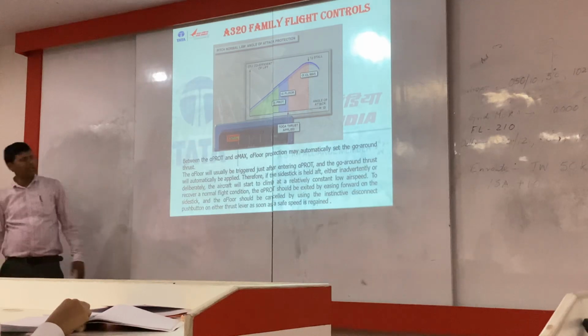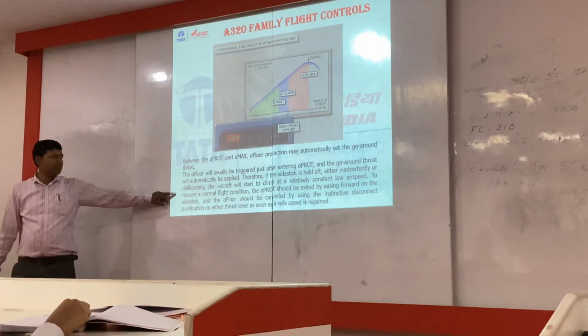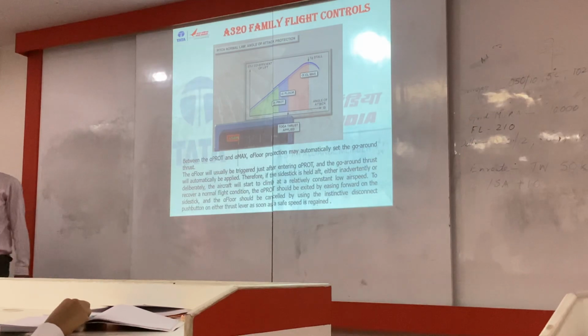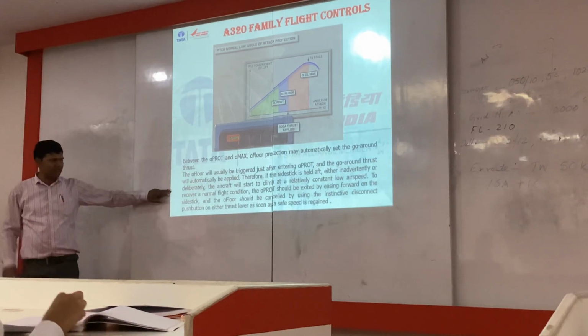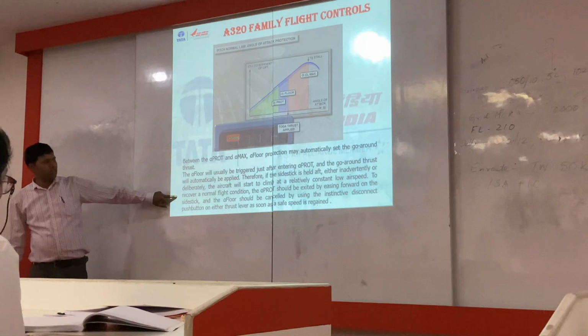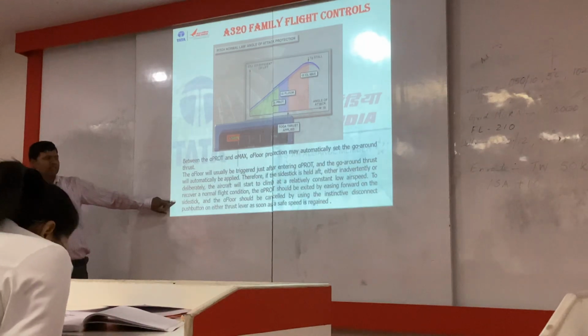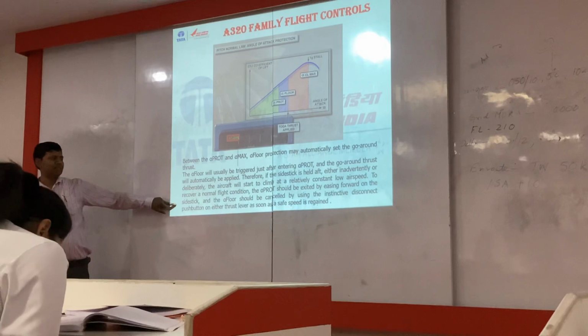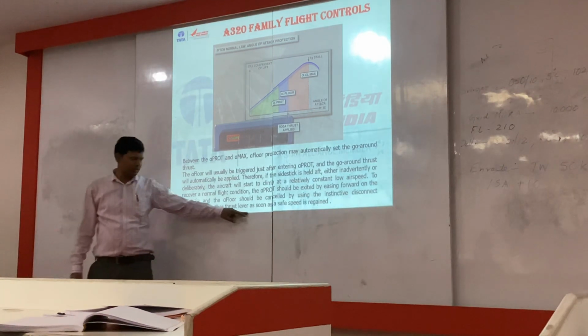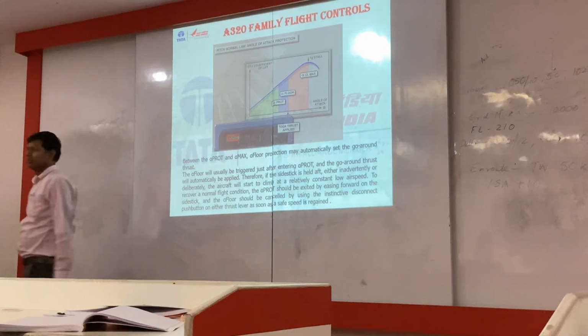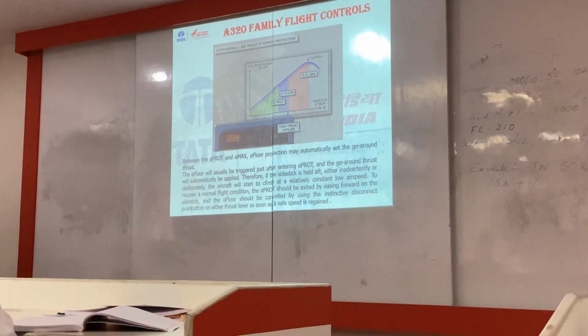Therefore, if the side stick is held off, either inadvertently or deliberately, the aircraft will start to climb at a relatively constant low rate. So now the aircraft will start to climb just to come out from that angle of attack. To recover a normal flight condition, the alpha prot should be exited by easing forward on the side stick, and the alpha floor should be cancelled by using the instinctive disconnect pushbutton on either thrust lever as soon as the safe speed is reached. So can the alpha floor automatically come out from that condition, or do we have to do something?